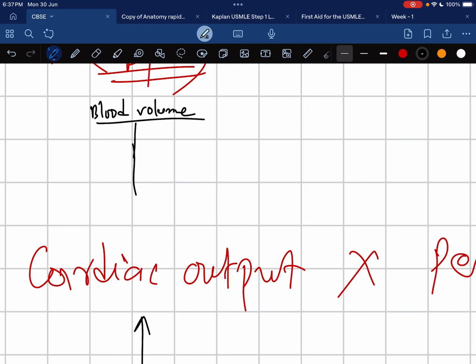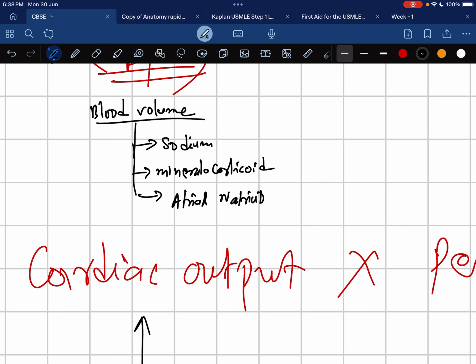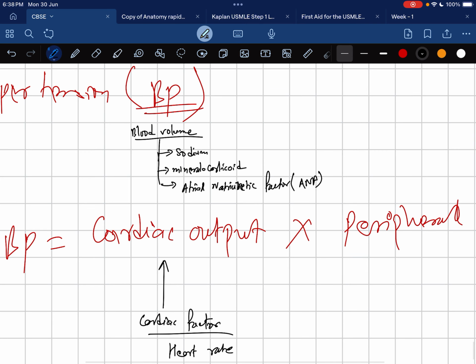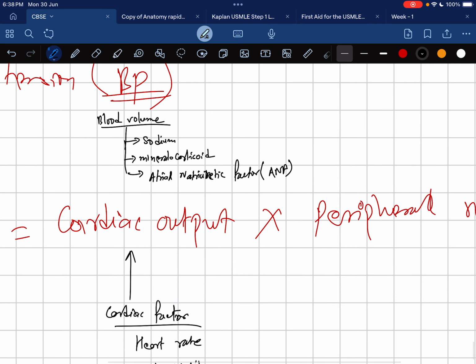In the blood volume there are some factors, like how much sodium ion is present in the blood volume. There are mineralocorticoids, and there is how much atrial natriuretic factor, ANF. This determines the amount of the volume. So if it is increasing, the cardiac output increases, so the BP, blood pressure, increases.